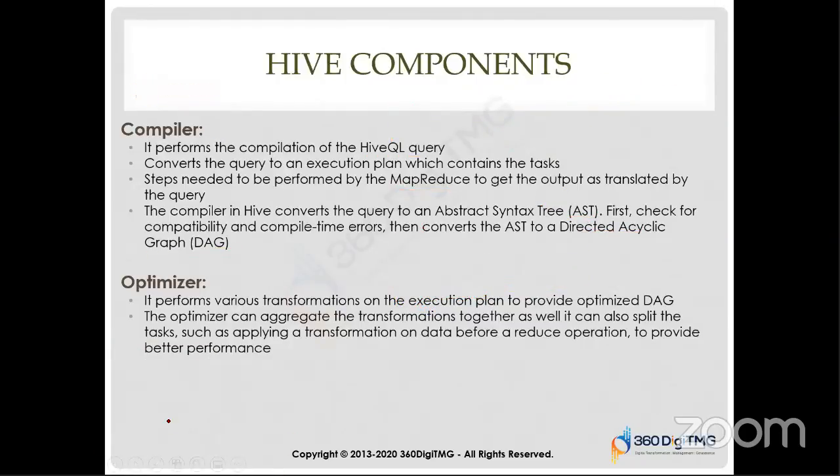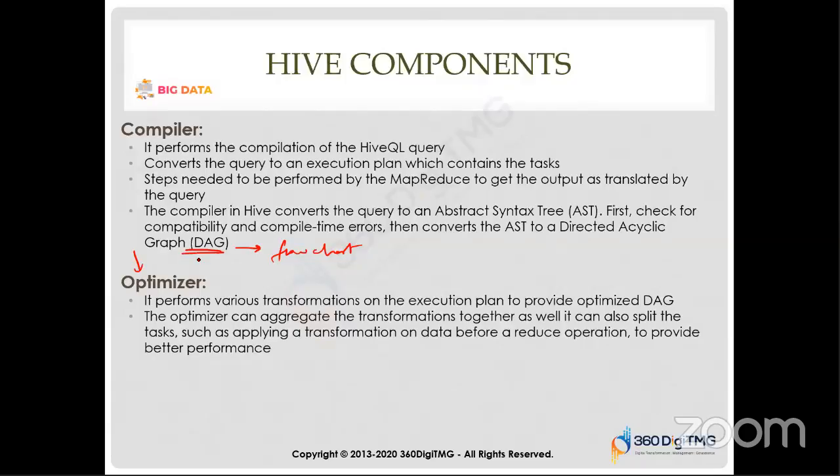Okay, so this is how the compiler converts your high-level query into low-level MapReduce jobs. DAGs are created. It's nothing but a simple flow diagram, like a flow chart. And using that flow chart, the execution happens.